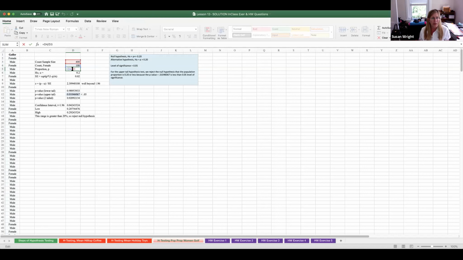That's 25%. Okay, and we're testing to see if the entire population has 20% or less, right? So the null hypothesis is the proportion is less than or equal to 20%. And our sample came out at 25%. So now we've got to test to see if this is significantly different.